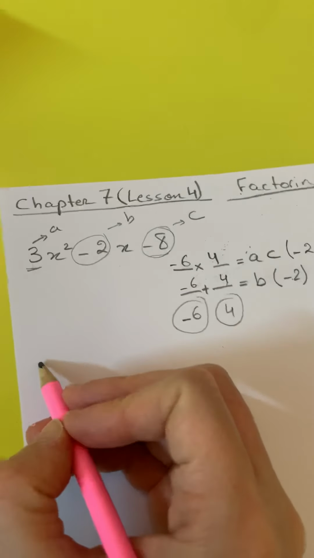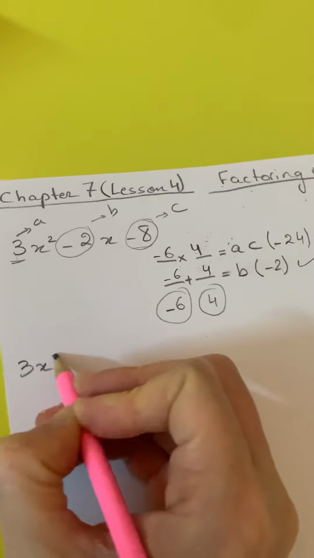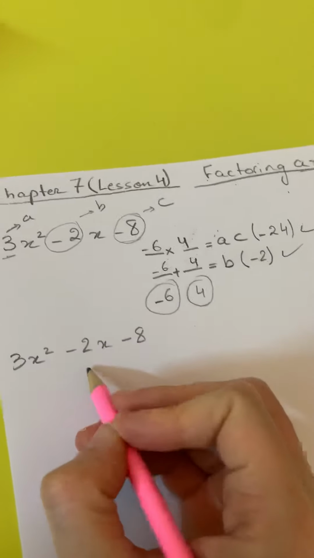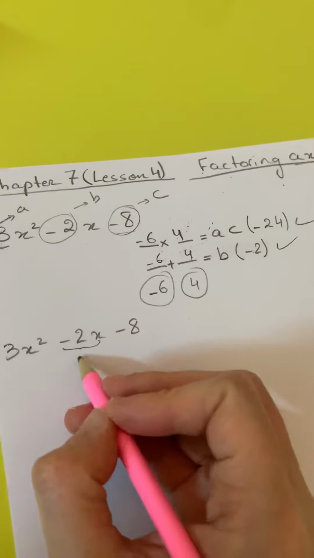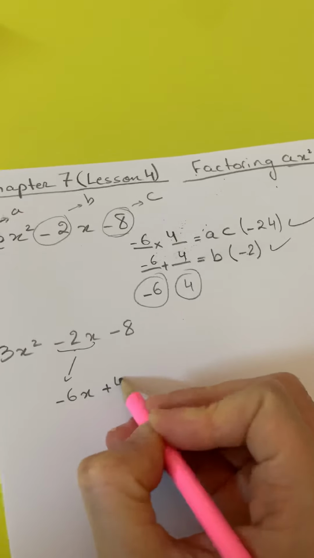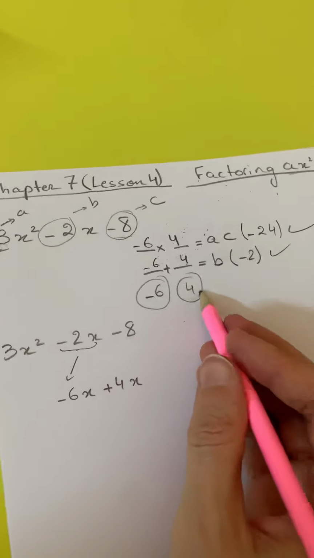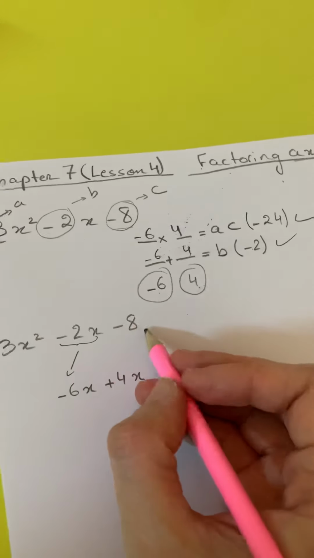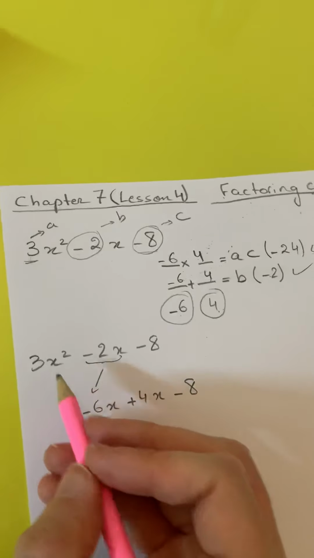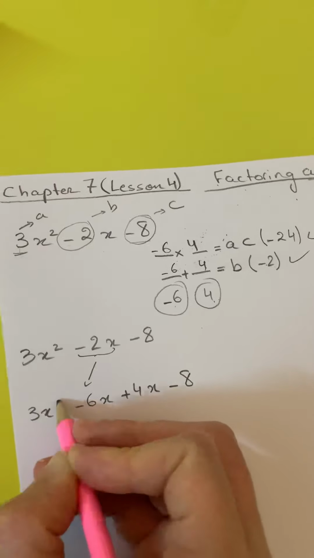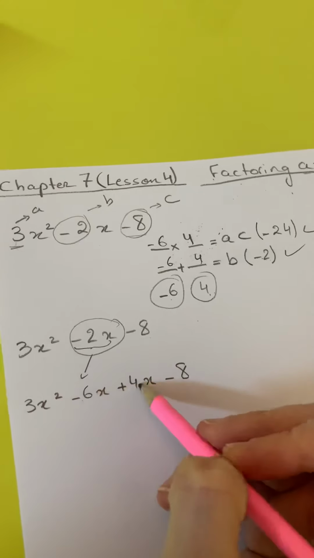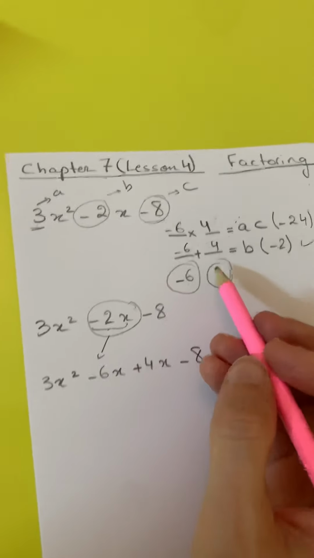Now let's factorize it as we used to do yesterday. This is -2x minus 8. You remember we said this one, we will replace it with -6x plus 4x, because I have -6 and 4. -8, you don't change it, and 3x squared you also don't change it. So only this middle term you break down into these two numbers, which we found here.